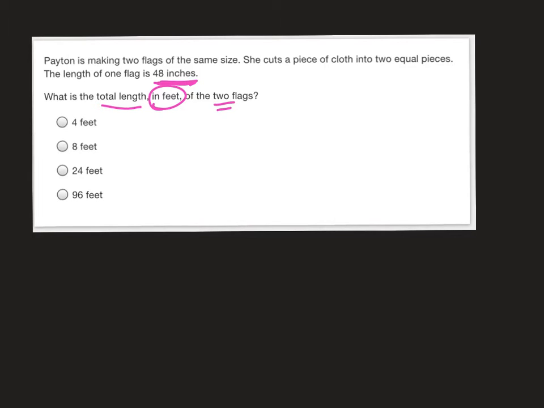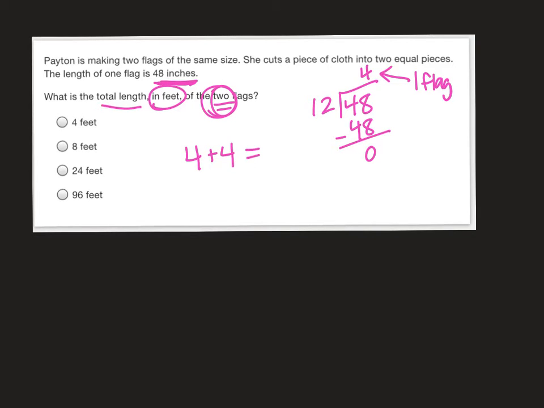All right, so again, just like the last one, we know that there are 12 inches in a foot, but this time we're going from a smaller unit to a larger unit, so we know we're going to be dividing. So the first thing we need to do is 48 divided by 12. We can see 12 can go into 48 4 times. It's going to give me exactly 48, which gives me 0 left over. So this is one flag. One flag is 4 feet, okay? What they're asking us, remember, is how much 2 flags would be. So that means we have to say 4 plus 4, or 4 times 2, and that would give me 8 feet as my final answer, which means it's my second choice again.